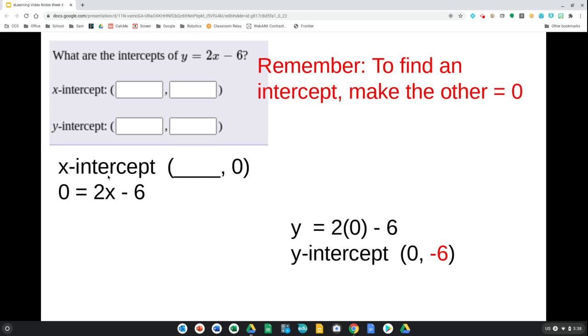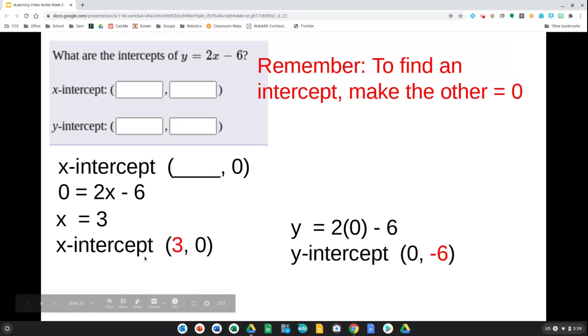So what do you get when you solve this equation 0 equals 2x minus 6? Okay, well, you get x equals 3, and so therefore the x-intercept is 3 comma 0. So up here we put 3 comma 0. For the y-intercept, this has been up here the whole time. So again, we're trying to find the y-intercept, so you would make the x equal to 0. You would just get y equals negative 6, so our y-intercept would be 0, negative 6.